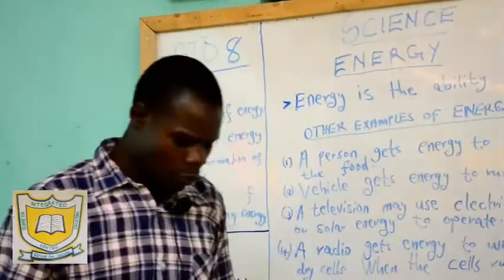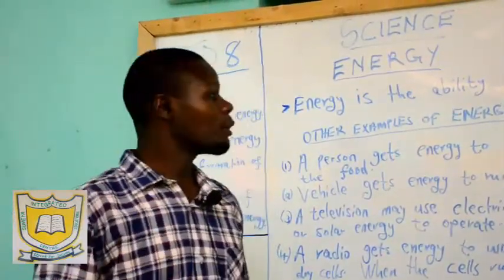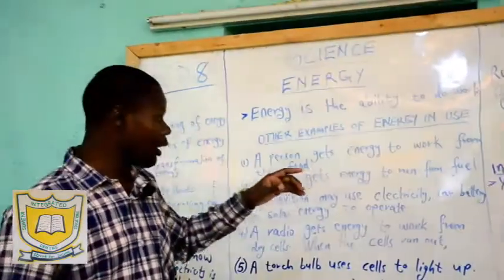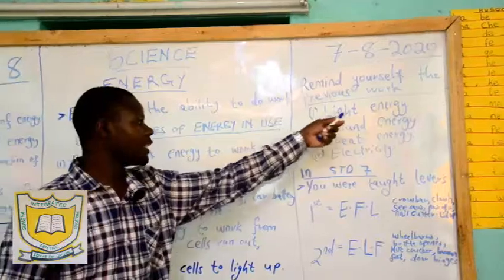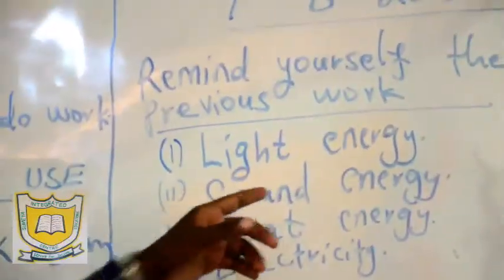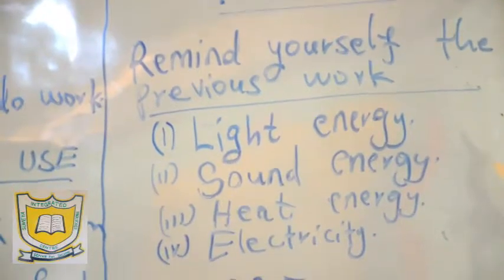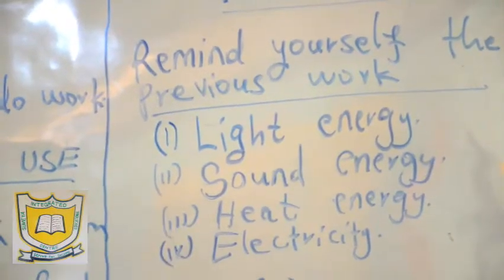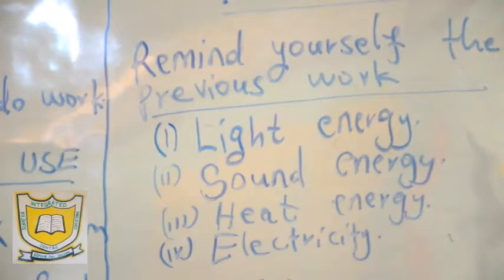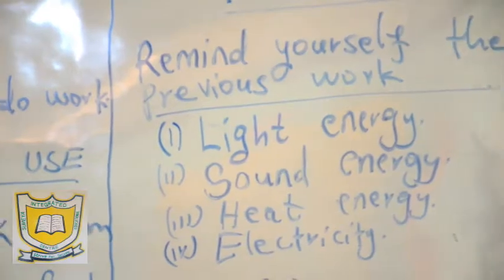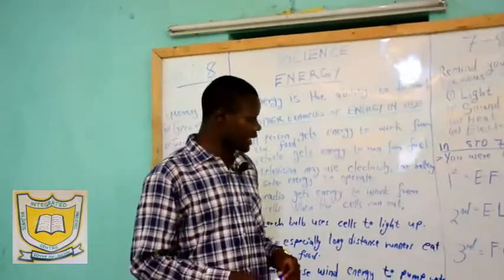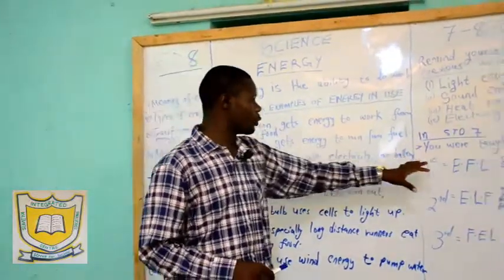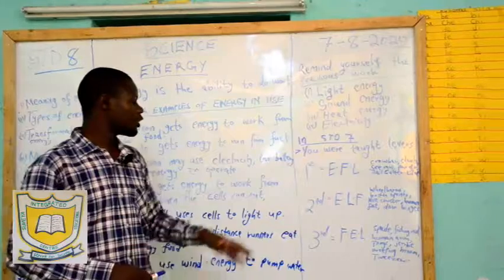Now, what you have to look at in the previous classes, I say we have to go back and look at light energy. You covered that in your standard 6. You have sound energy in your lower classes. We have heat energy and also electricity that you covered in standard 7. Those are some of the related subtopics in your previous classes, and specifically talk about the levers in standard 7.